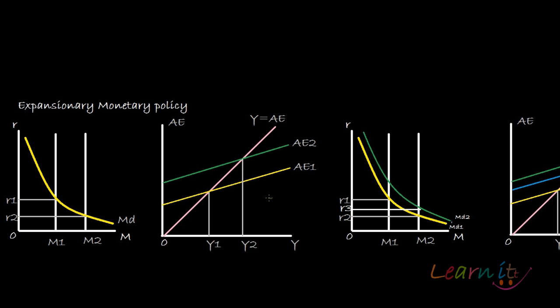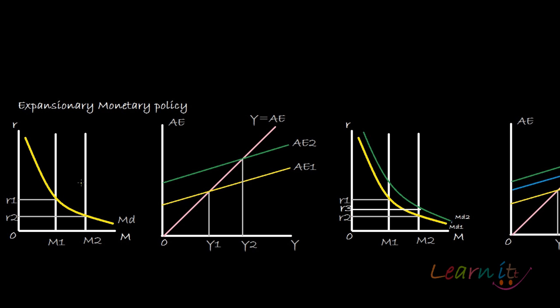Expansionary monetary policy will also have less effect than fiscal policy on the output. Okay, what happens in case of expansionary monetary policy? M1 is the initial level of money supply in the economy, and MD is the level of demand curve for the economy. Now what will happen is that the central bank will purchase bonds, and because of that there will be an increase in money supply in the economy.